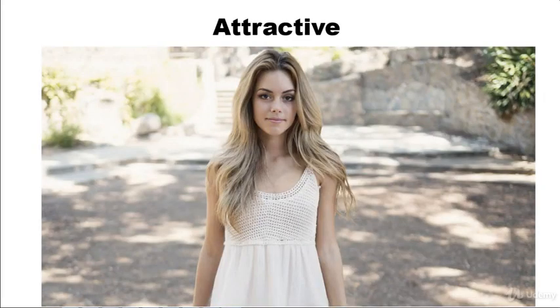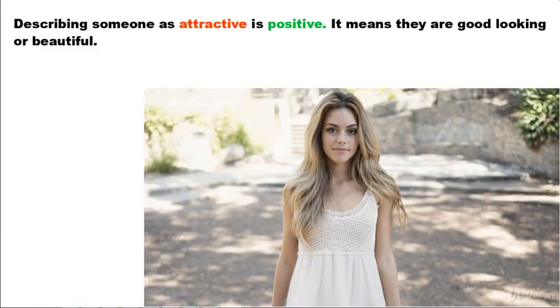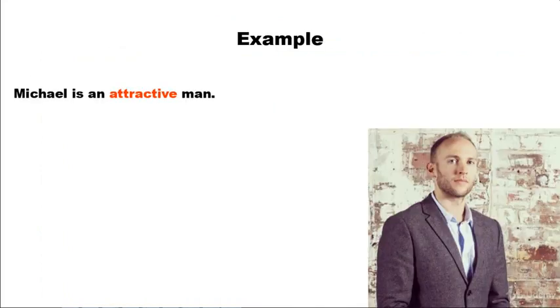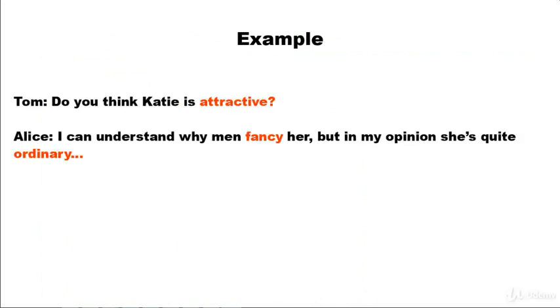So let's run through that again very quickly. We're talking about attractive. Describing someone as attractive is positive because it means they're good-looking or beautiful. Julia is very attractive. Michael is an attractive man. Do you think Katie is attractive? I can understand why men fancy her, but in my opinion, she's quite ordinary.